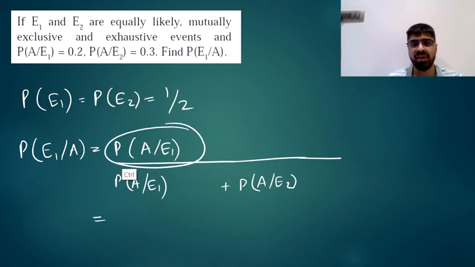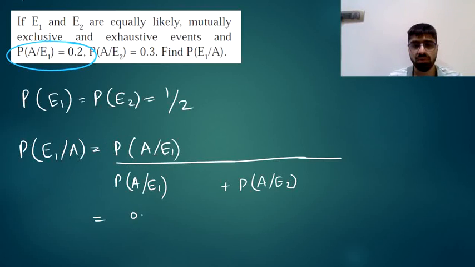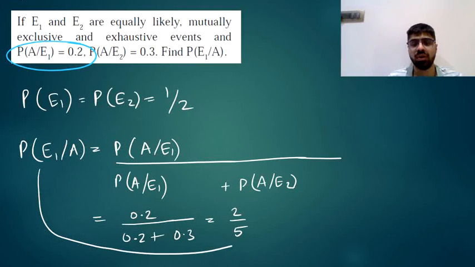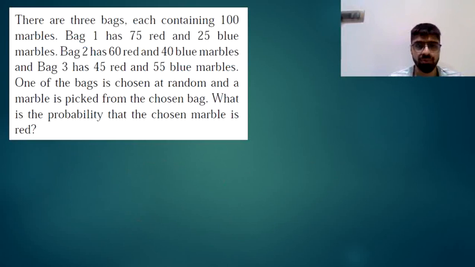So P of A given E1, that's given in the question as 0.2. So we have 0.2 upon 0.2 plus P of A given E2, which is 0.3. So that's like 2 upon 2 plus 3, which is equal to 2 by 5. And that's the final answer for this. I think it's the fourth question. Irrespective of whatever the number is, that's how we are solving and getting the answer for this question.